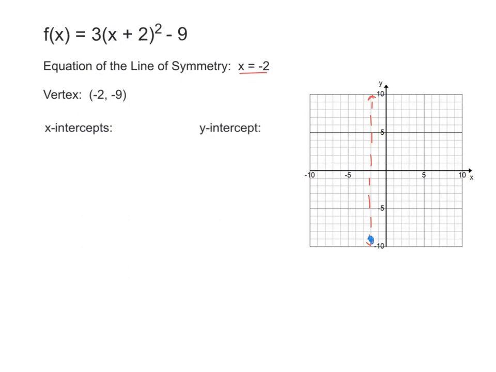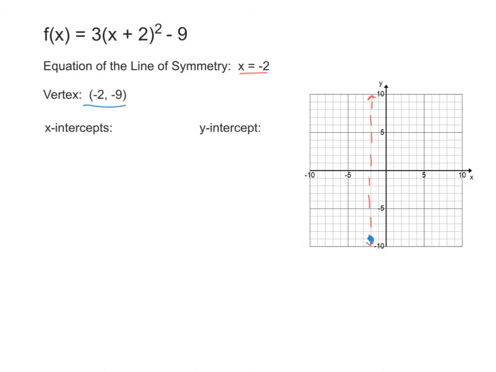And even though it's very low on this coordinate plane that's shown, it doesn't automatically mean that it's going to open up. It could still open down, and we would need to find out our y-intercept or our x-intercepts to make that determination. All right, so those are done.